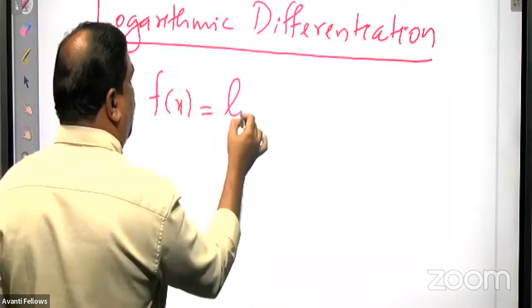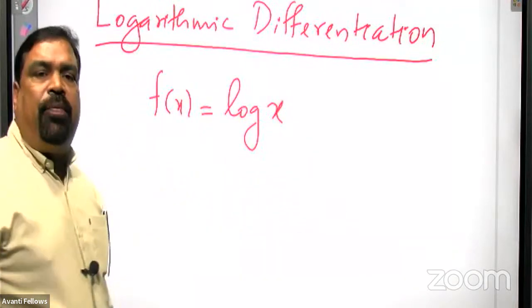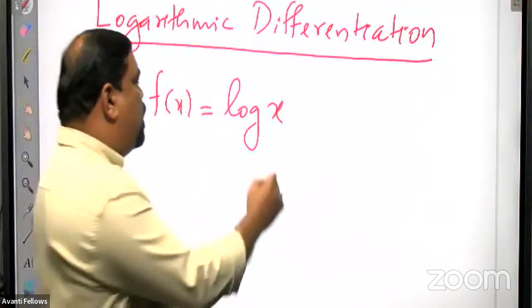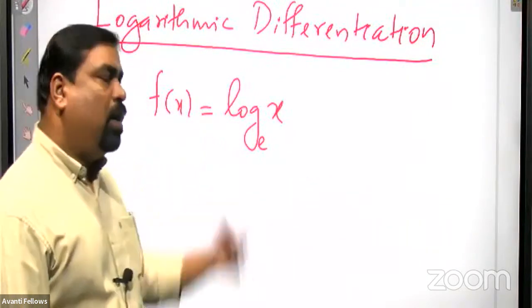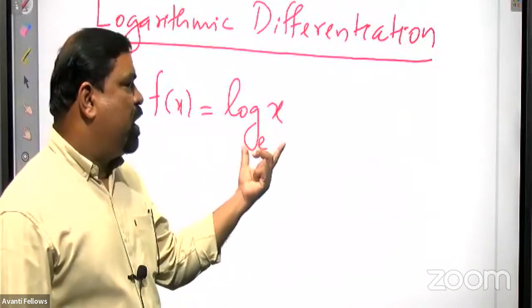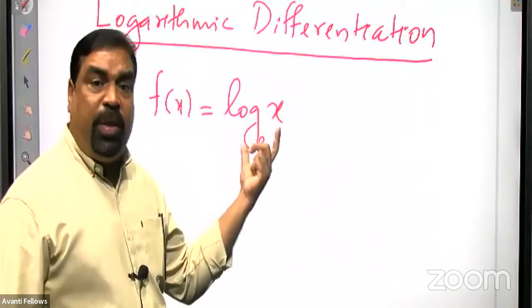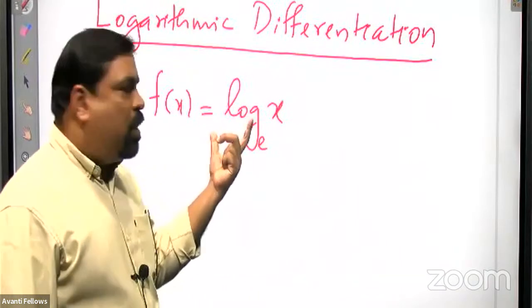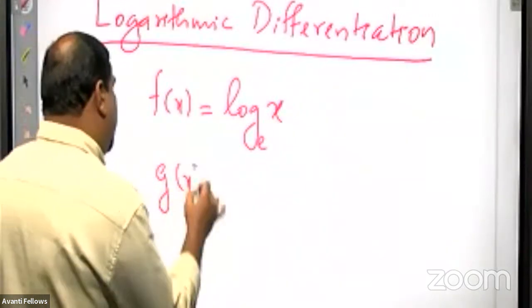f of x is equal to log x. When I write f of x equal to log x, it is understood that the base of this logarithm is e. Okay, this is the natural logarithm. f of x equal to log x, whatever the log x, what we are using in our textbook, etc. A logarithm can be of any base actually.